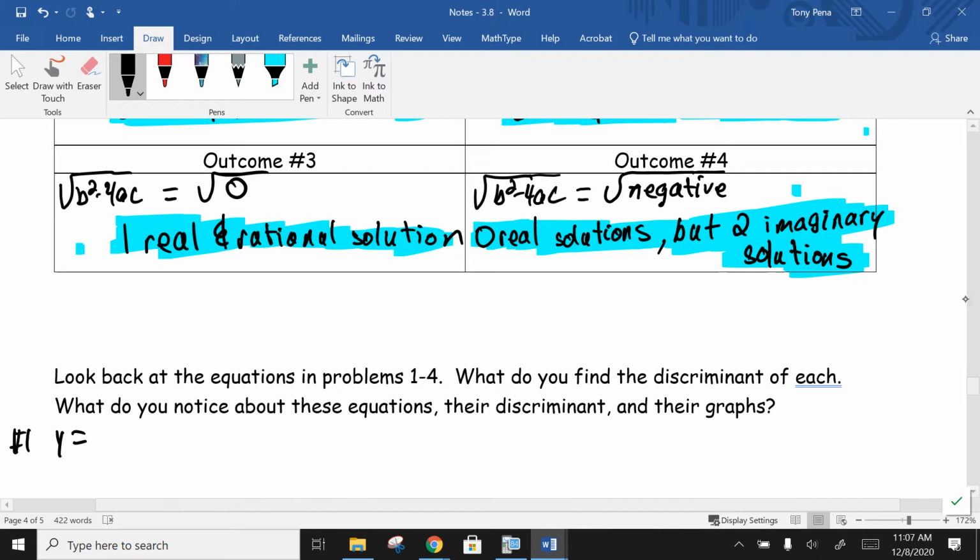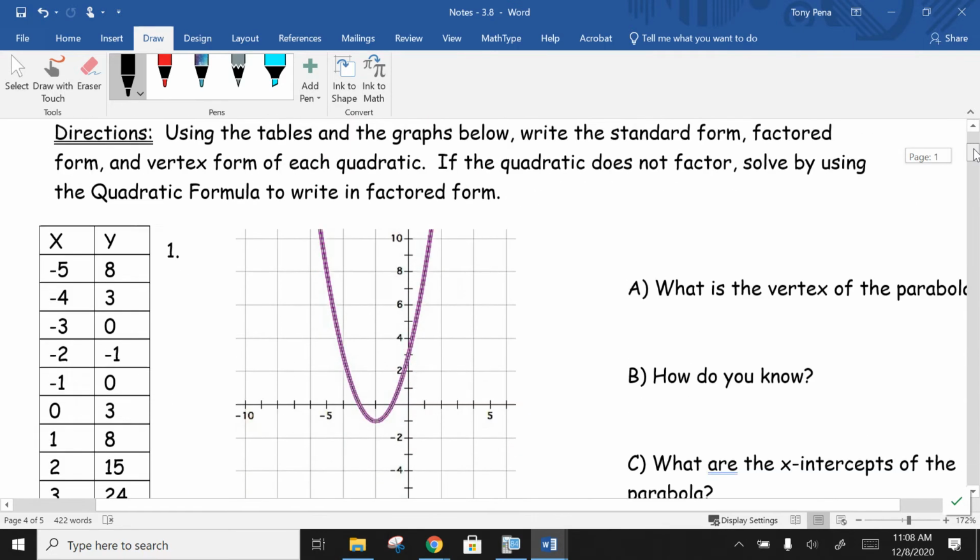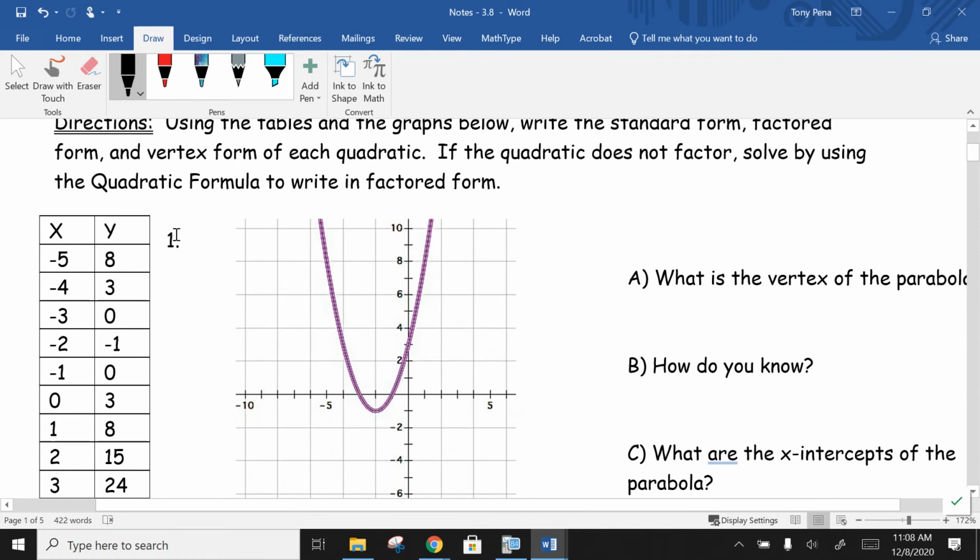It was y equals x squared plus 4x. It should factor nicely. Plus 3. It had to be 3. All right, so that was our problem in number 1. And by number 1, I'm talking about all the way back to the beginning of these notes, number 1. Okay, that's what we're talking about.